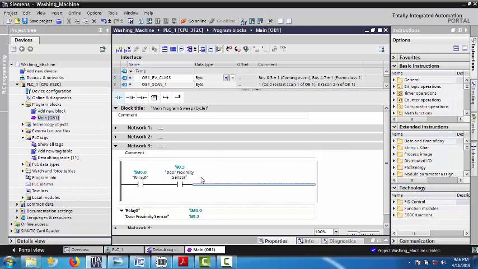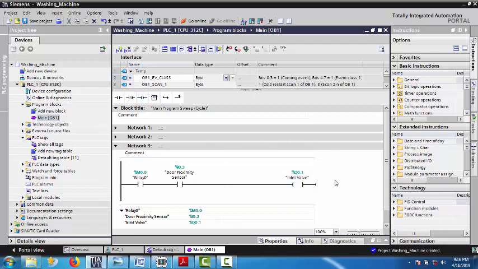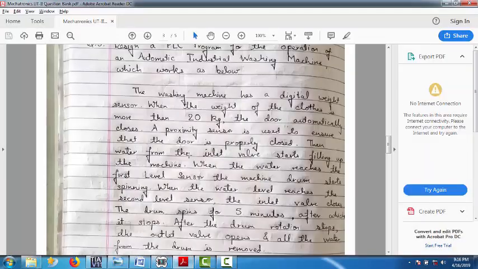Okay, so as soon as the door proximity sensor is sensed, what should happen? The inlet valve should open. But the inlet valve should not be open continuously. The inlet valve should also close after some time. When should it close? We will read it forward.